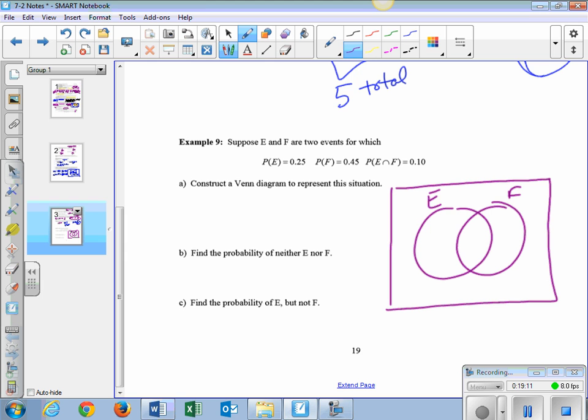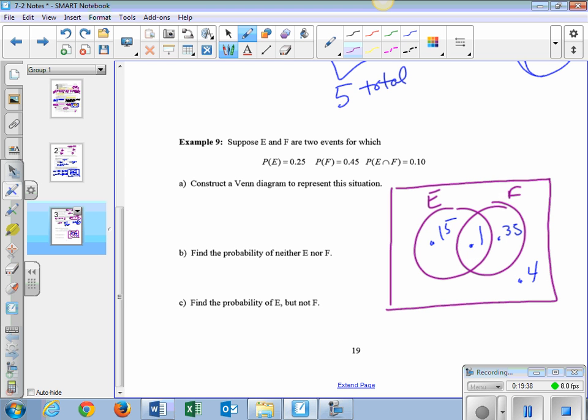Again, remember our Venn diagrams, we start with the intersection. They both have 0.1. So the probability of E is 0.25. I've already got 0.1, so this is 0.15. And F is going to be that little space, 0.35. Add those up, subtract from 1, so my outside is going to be 0.4. In your probability Venn diagrams, everything should add up to be 1.